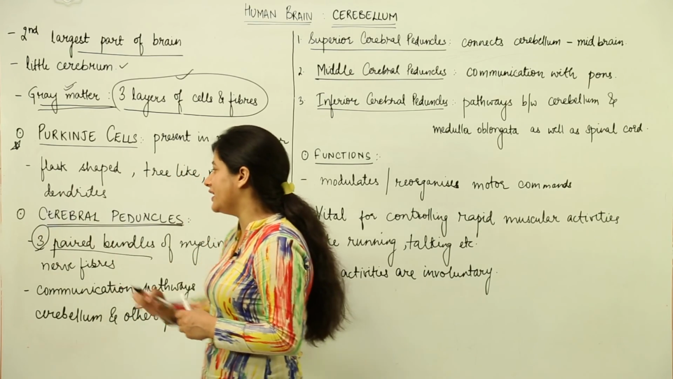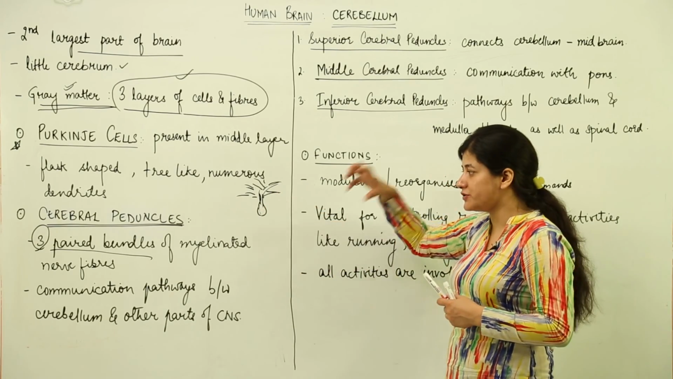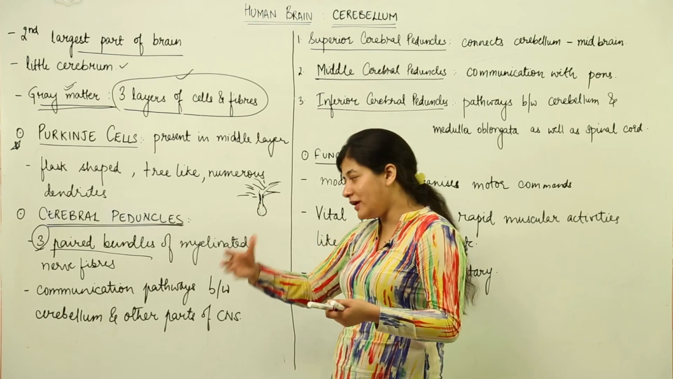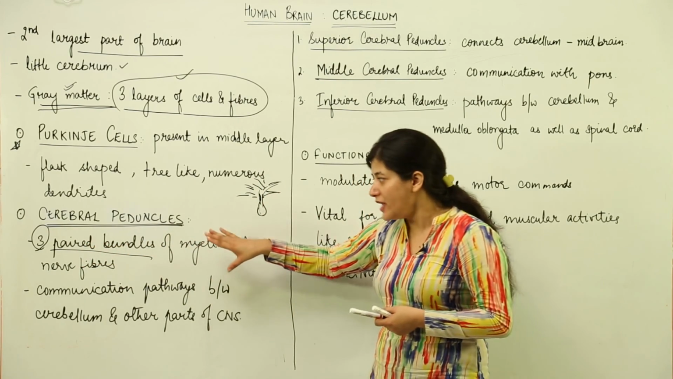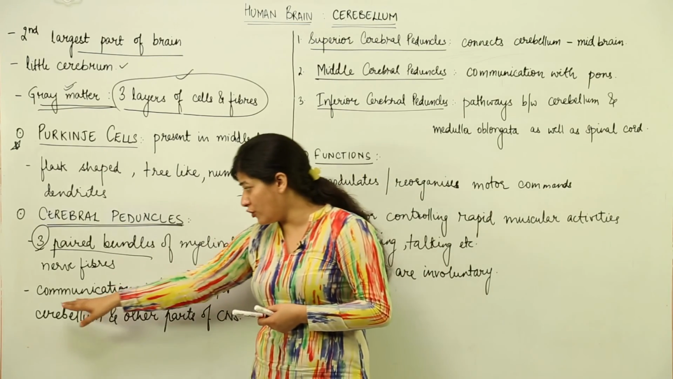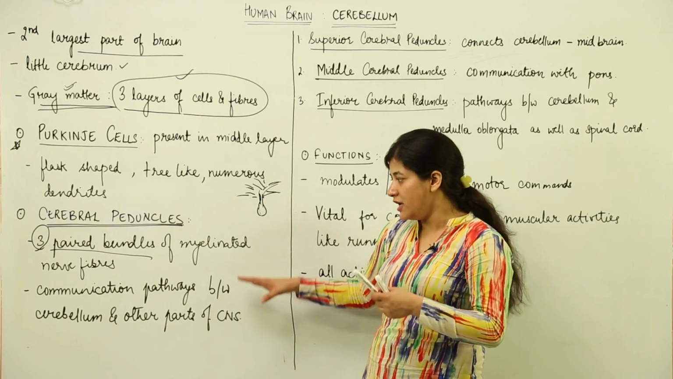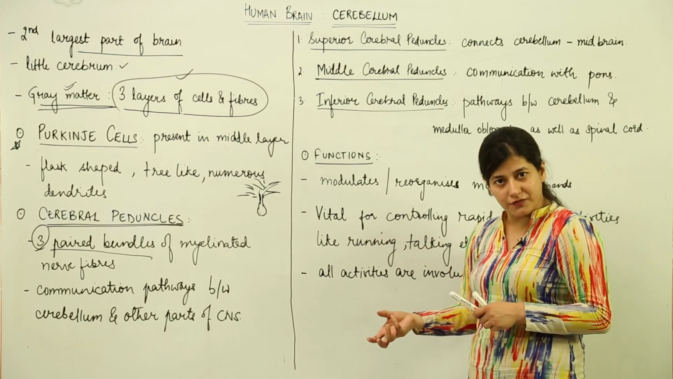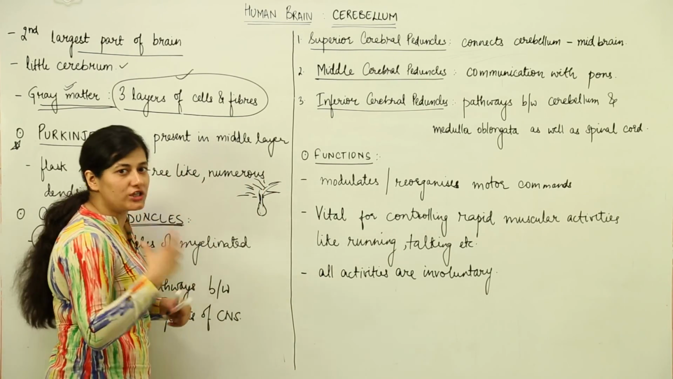First thing you have to remember is that they are three in number and they are made up of myelinated nerve fibers. Now try to recall your knowledge from the nervous tissue, what is myelinated and what is non-myelinated, and whether myelinated fibers make grey matter or white matter. So these peduncles are formed of myelinated nerve fibers which act as communication pathways between the cerebellum and other parts of the CNS. So basically these peduncles, as I told you, would be some sort of connection between different parts of the brain. So what would each cerebellar peduncle be named and what would be the connection that it would be forming?